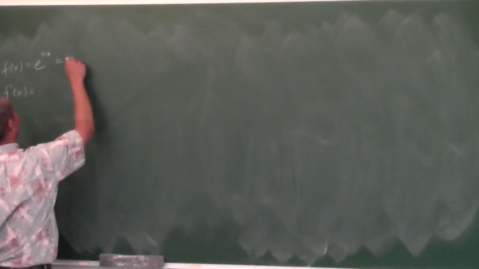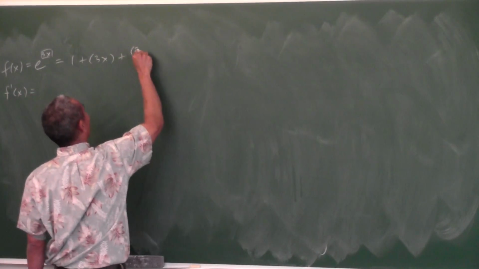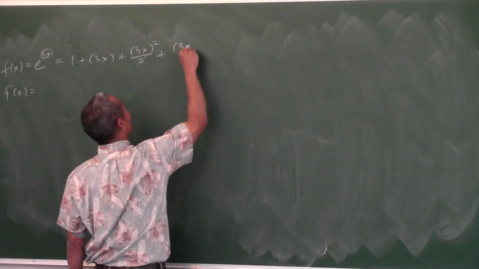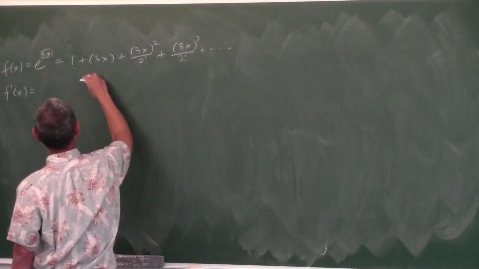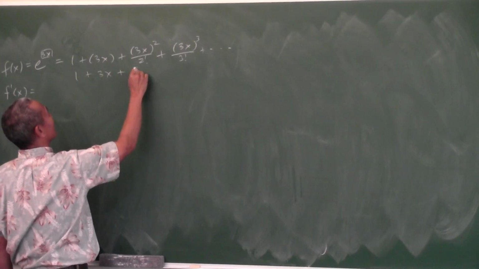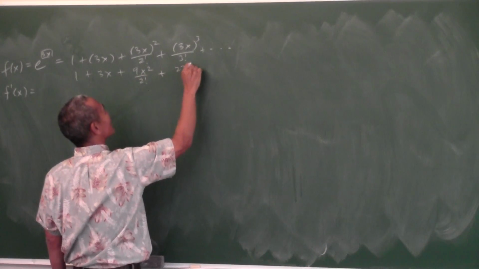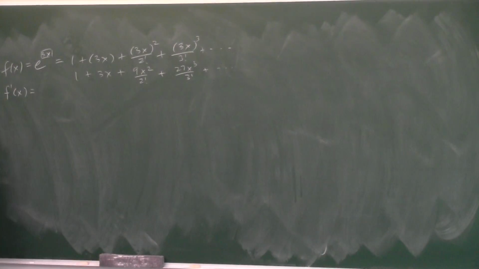We do power series. Okay, what's the power series for this? Quick. e to the box. Here's box. e to the box is 1 plus box plus box squared over 2 factorial plus box cubed over 3 factorial, dot dot dot. Simplify each one. 1 plus 3x plus 9x squared over 2 factorial plus 27x cubed over 3 factorial plus dot dot dot. Okay, now take the derivative term by term.